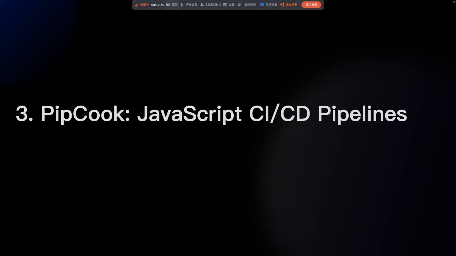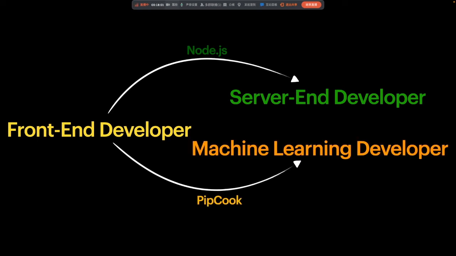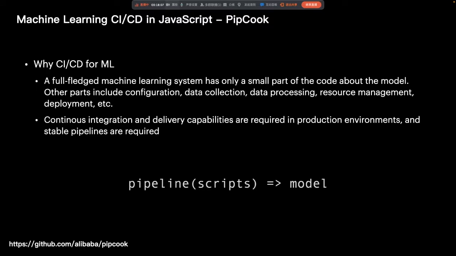Through the previous introduction, we know that Datacook provides some basic tools and methods for front-end machine learning, but in the production environment, we usually need to integrate these tools for better management and iteration. So in the last part, we will introduce Pipecook, which is a powerful tool for building continuous integration and continuous delivery pipelines in JavaScript. Earlier, we mentioned that Node.js enables front-end engineers to start server-side development. Similarly, we hope that Pipecook can help front-end developers to quickly develop machine learning models.